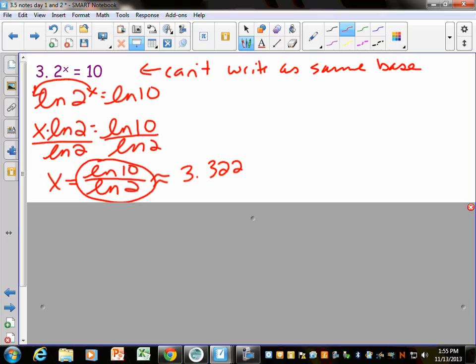And you can actually check that. If you plug that in for x, 2 to the 3.322 should be pretty close to 10. Yeah, pretty close because you rounded, so it's not going to be exactly 10. Vague memories of that from last year? Maybe.